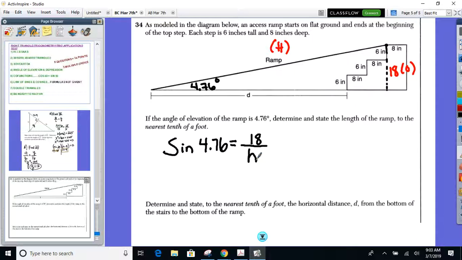I also just want to point out you could use law of sines here and say 18 over the sine of 4.76 equals H over sine of 90. You could also use law of sines here. And what did we end up getting out here? 216.9141463.